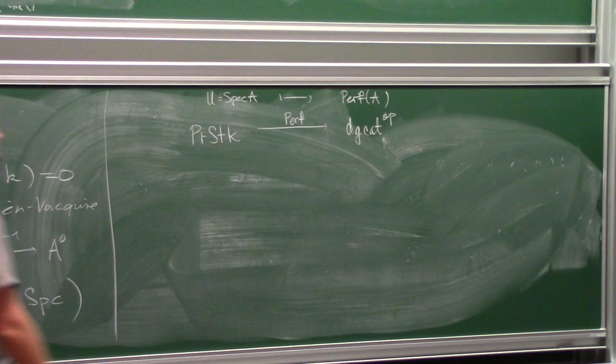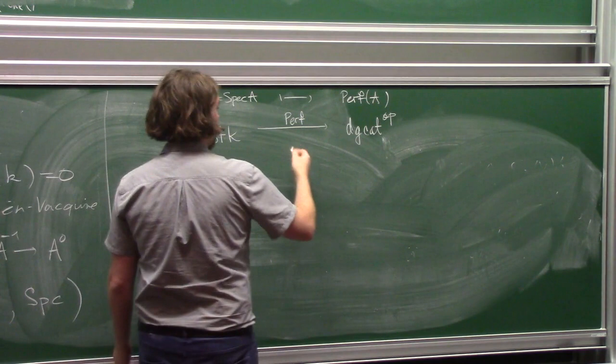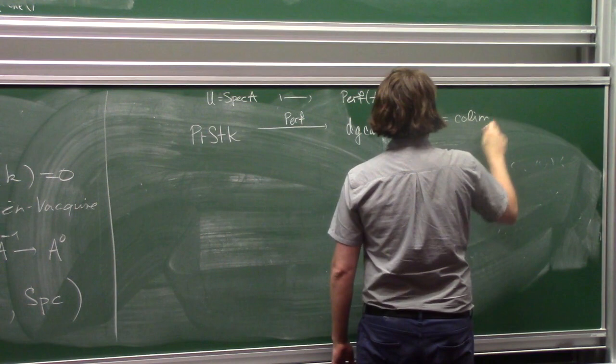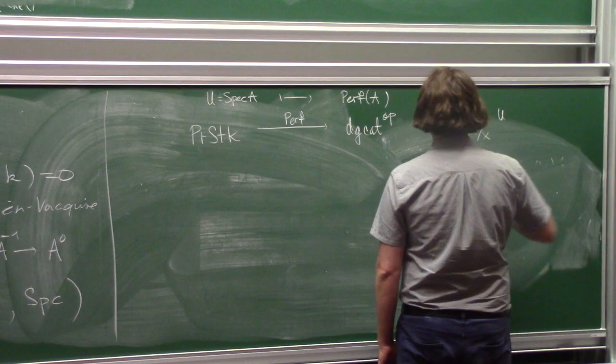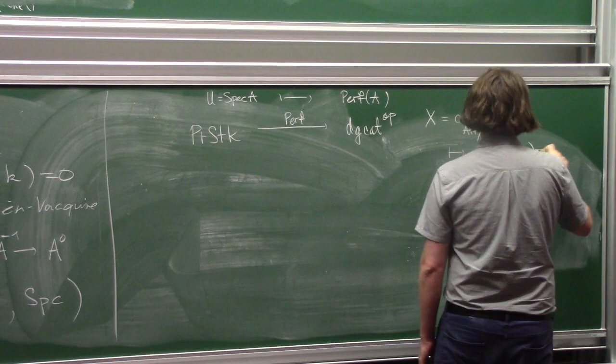And I'm just going to force this. It's going to be a Kan extension. I'm just going to force it to commute with colimits. So a general prestack is tautologically a colimit over affines mapping in. And so I'm just going to define Perf of X to be the limit now over the opposite of affines mapping in.